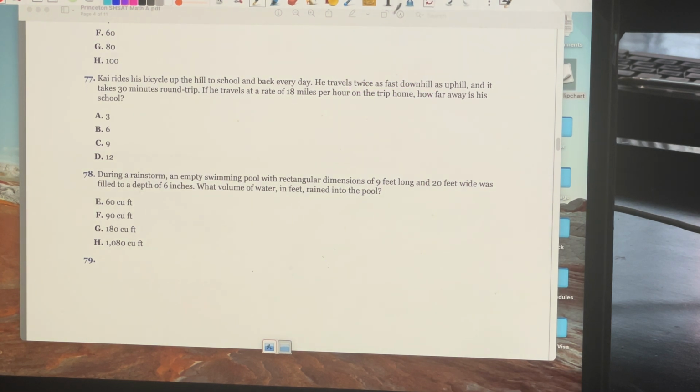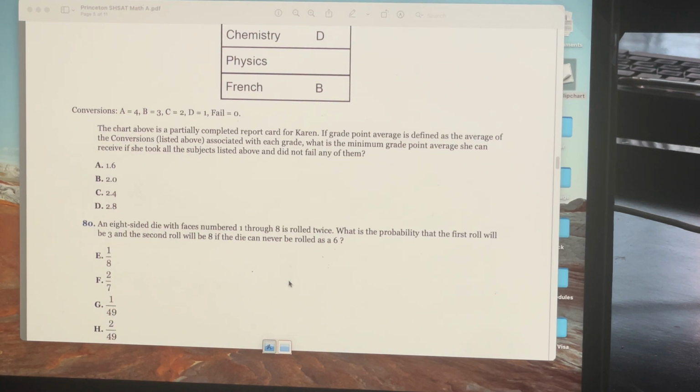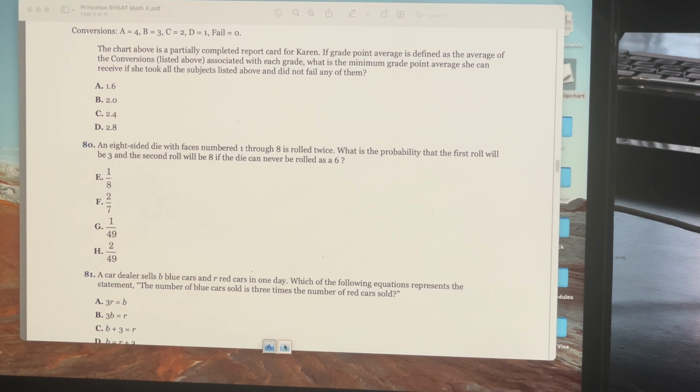What is next? An eight-sided die. So it's a die with 8 sides. What's the probability that the first one will be 3 and the second one will be 8? It's an "and," so make sure you multiply.